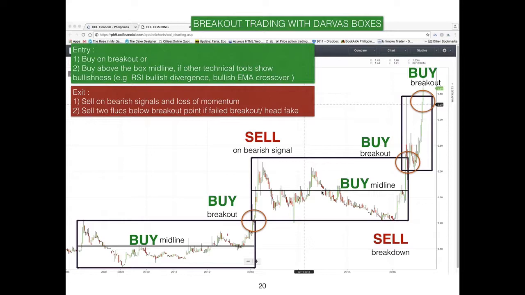Darvas boxes are not only for day traders or swing traders. Trend followers or position traders may add on breakouts or at support as long as price is on an uptrend.